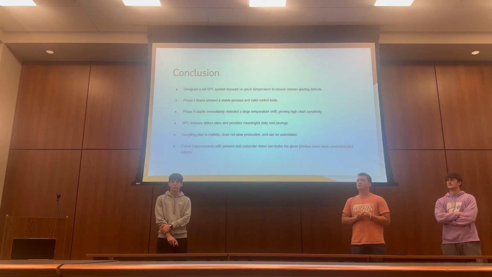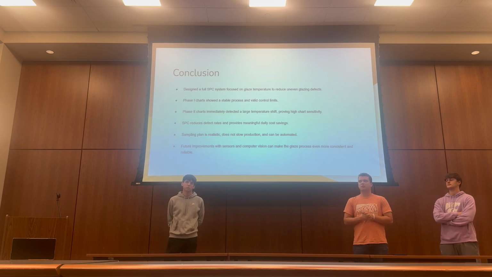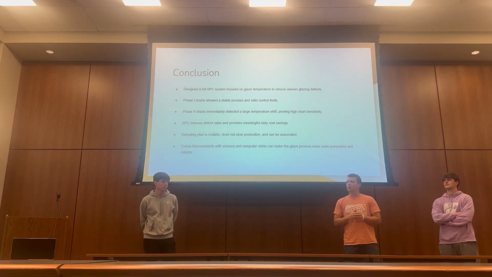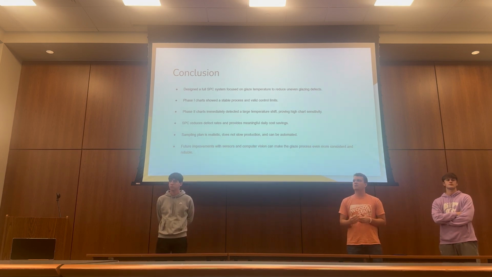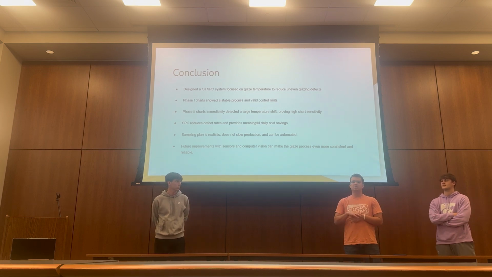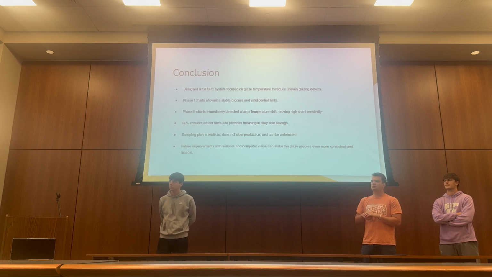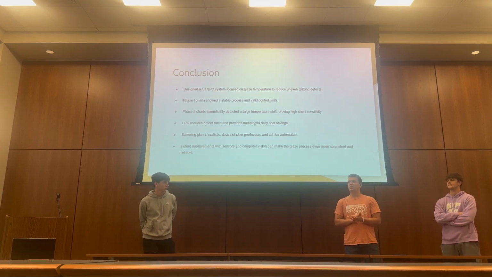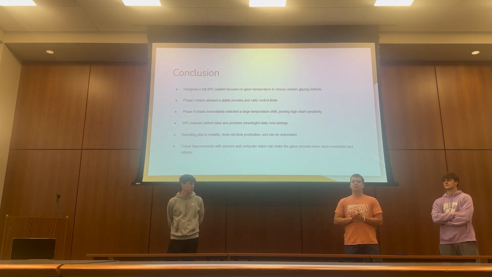So in conclusion, we designed an SPC system focused on glaze temperature to reduce defects. Our phase 1 charts showed a stable process with valid control limits. In phase 2, we immediately detected a large shift in temperature, proving that our chart was sensitive enough. SPC reduces our defect rates and provides meaningful cost savings. And our sampling plan is realistic, doesn't slow production, and can be automated. And then with future improvements, we can make our glaze consistency even better.